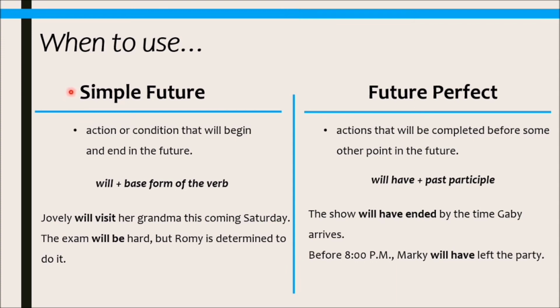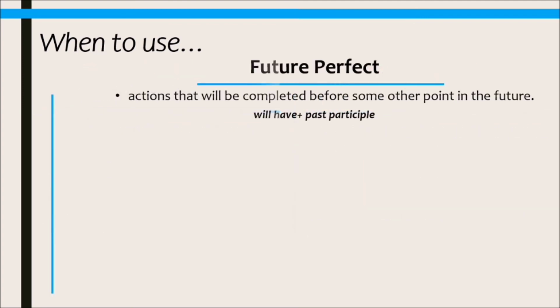Basically, in simple future tense, we only see one verb preceded by the modal will, while in the future perfect, you will discover two verbs in one sentence that will happen in the future. So again, by definition, we use the future perfect tense if we have actions that will be completed before some other point in the future. It only means that your future perfect is the verb or action word that will happen first before the other action word. In our first sentence, the show will have ended by the time Gabby arrives.